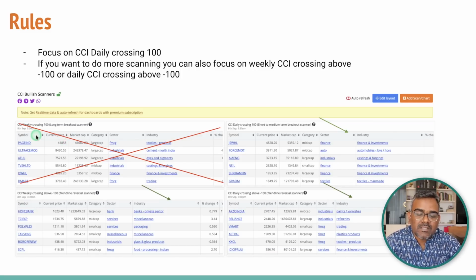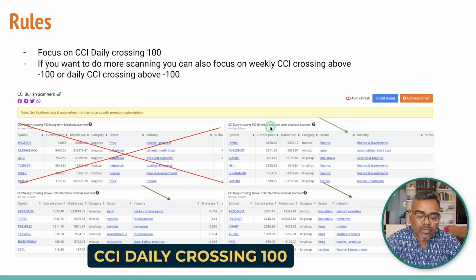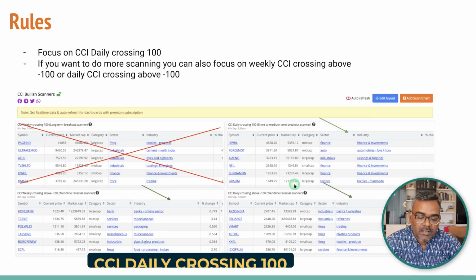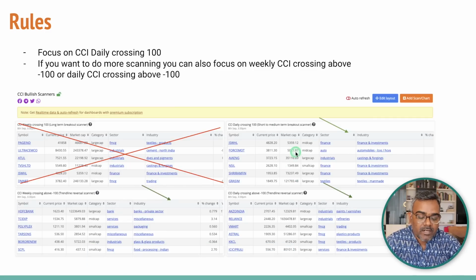So here for this major support zone, you need to focus on the CCI daily crossing 100. Now, this is the most important scanner that you have to use for identifying stocks which are around a major support zone. But as an alternate, you could also use the weekly crossing above 100 or daily crossing above minus 100. You don't have to focus on these two. It is totally fine if you focus only on this particular scanner.